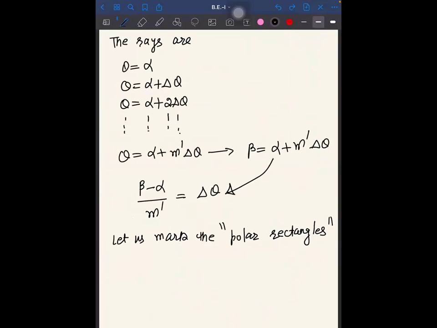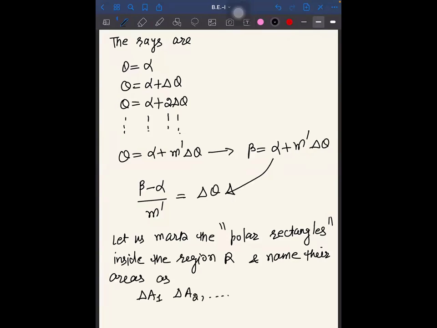Okay, and mark the polar rectangles inside the region R and name their areas as delta A1, delta A2, and so on up to delta An. Right? Are you with me? समझ आ गई ये चीज?